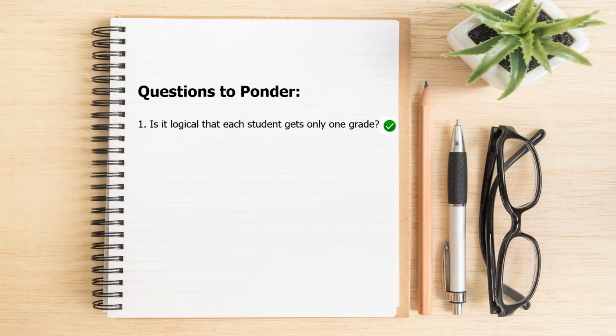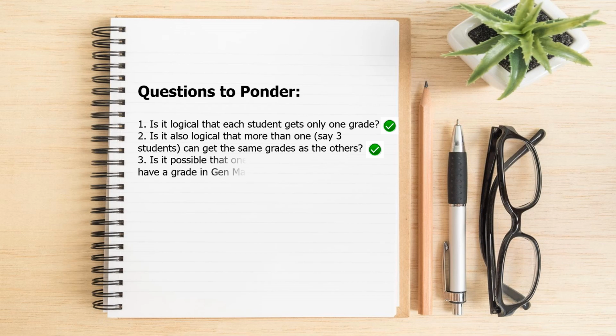I think it is logical that one student can only get one grade for each subject. Is it also logical that many students can get the same grades as the others? I think it is also logical. Erica can get 90, same with Neil and Grace in general mathematics. Is it possible that one of your classmates does not have a grade in general mathematics?